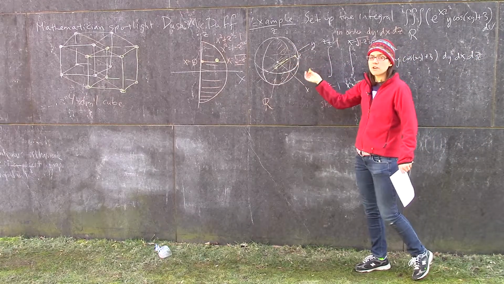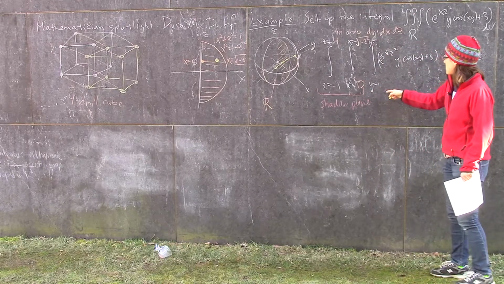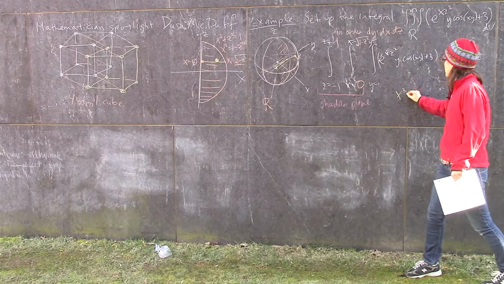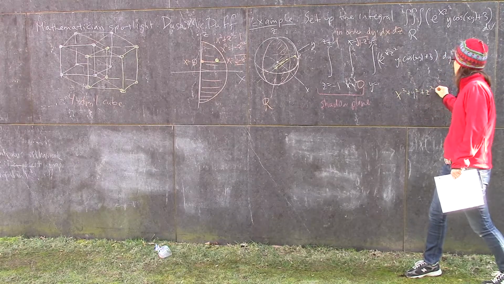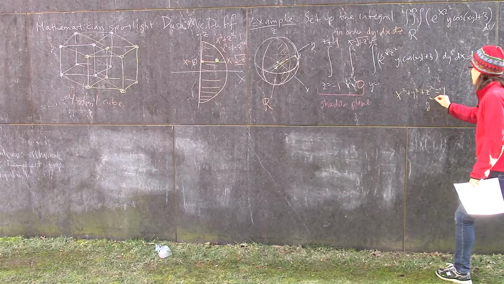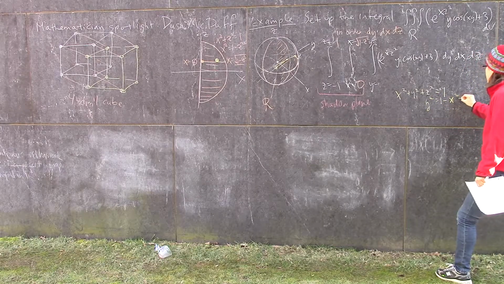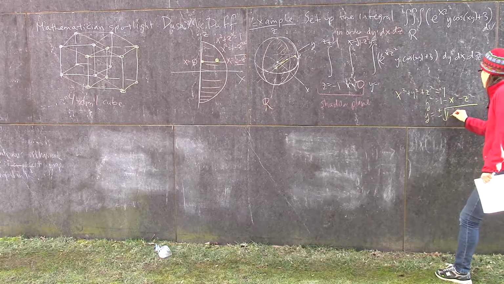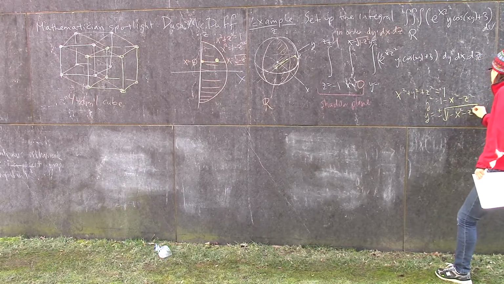Well, that's just solving the sphere equation for y. So to solve for this guy, we know that for the unit ball, x squared plus y squared plus z squared equals 1. So let's solve for y. y squared is 1 minus x squared minus z squared. So y is plus or minus the square root of 1 minus x squared minus z squared.